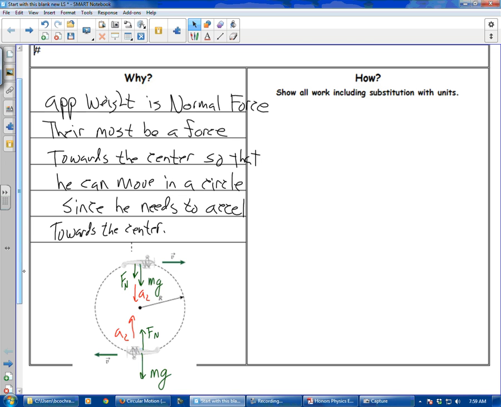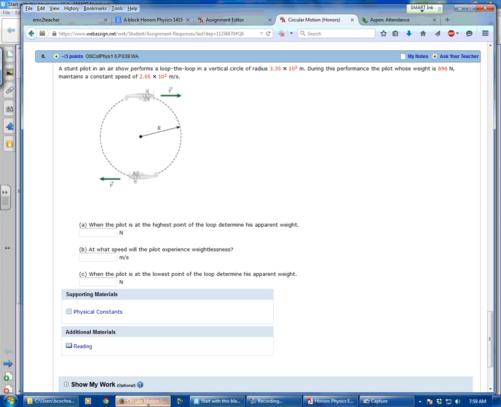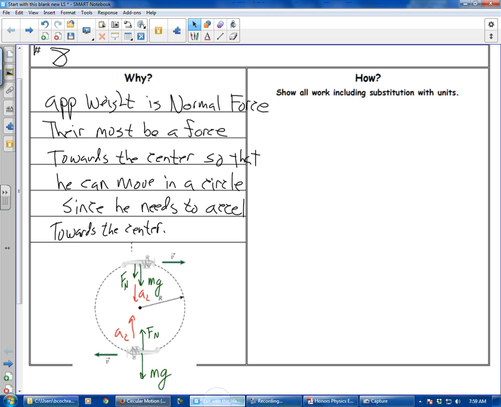So, this is number what, 7? Good. Number 7. This is 8. There we go. And let's see, the pilot, what do they tell us? They tell us the radius of the circle, his weight, and the constant speed. And they want to know the apparent weights up top, so let's do A first.